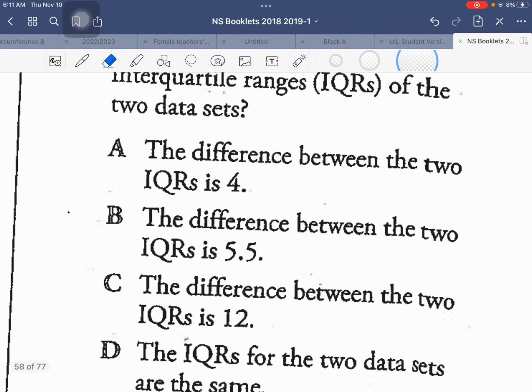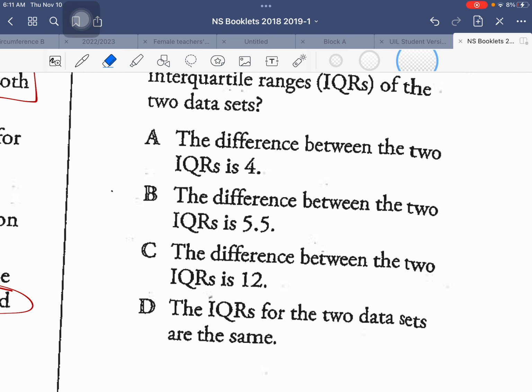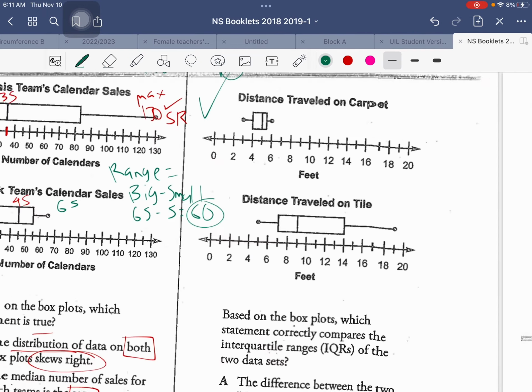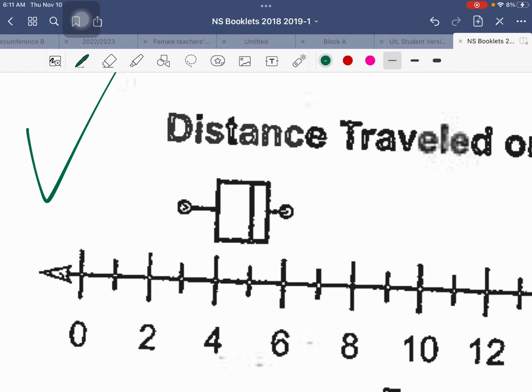The difference between the two is 4. The difference between the two is 5.5. The difference between the two is 12. And the IQRs for the two data sets are the same. Okay. Well, let's first label and put what each number is.